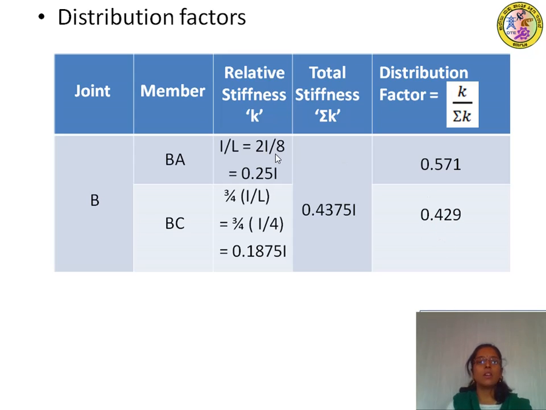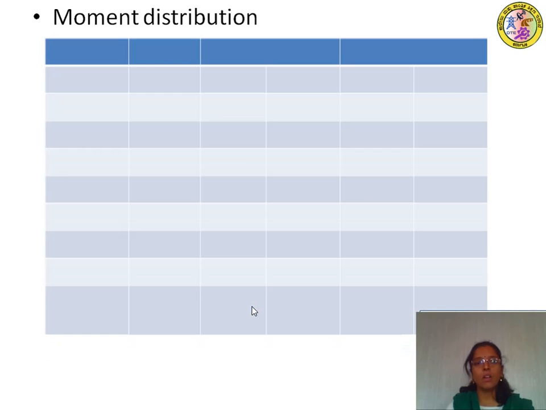So these are the distribution factors for members BA and BC. The next step is the distribution of moments, which is calculated in the form of a table. In the first column and the first row we have the joints. The different joints of the member are joints A, B and C.